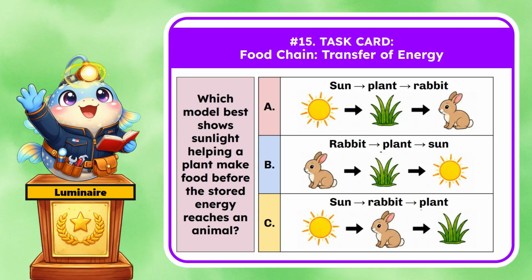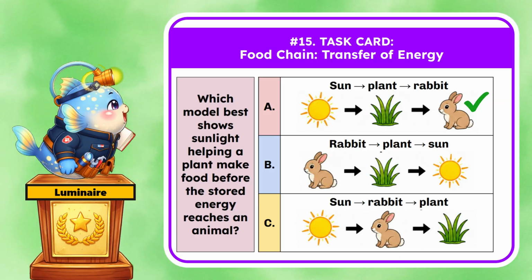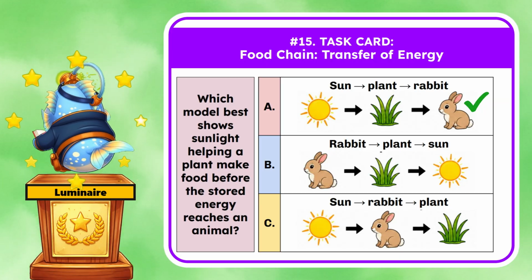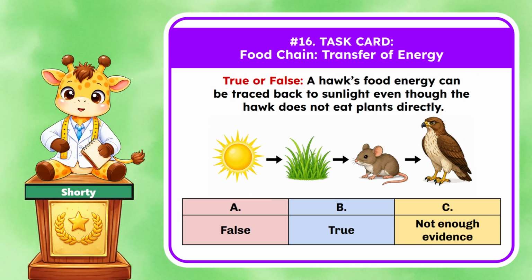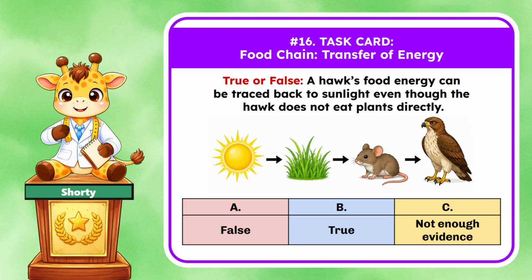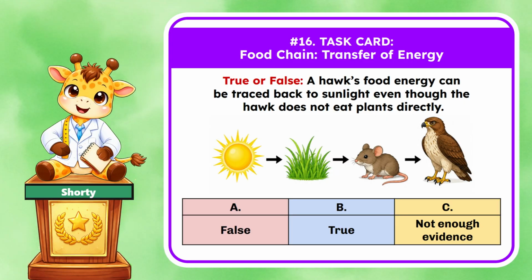And the correct answer is letter A. Sun gives plant gives rabbit. True or false? A hawk's food energy can be traced back to sunlight, even though the hawk does not eat plants directly.